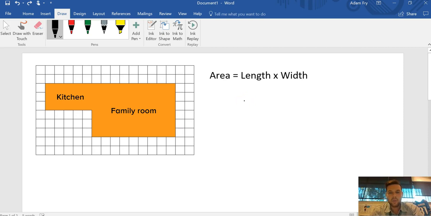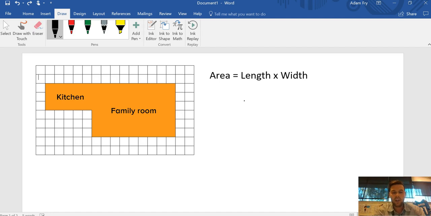G'day boys, so this week we've been looking at area of composite shapes, and composite shapes are just where we have a mixture of shapes put together to create one big shape. What we've looked at this week is area of a rectangle, and in particular that's what most of our composite shapes that we've been working with are based around.